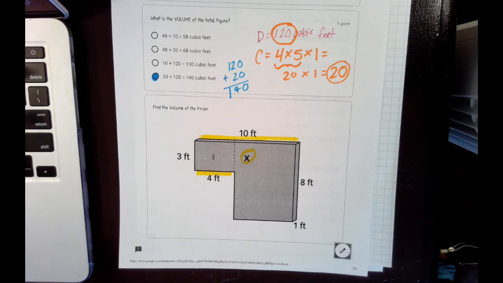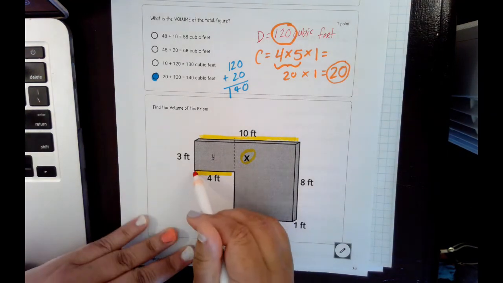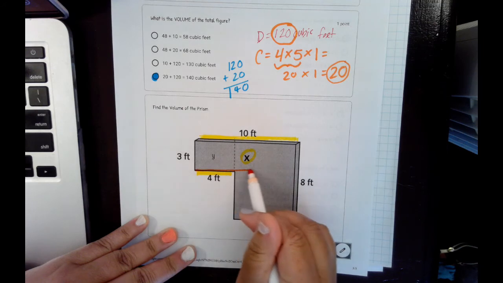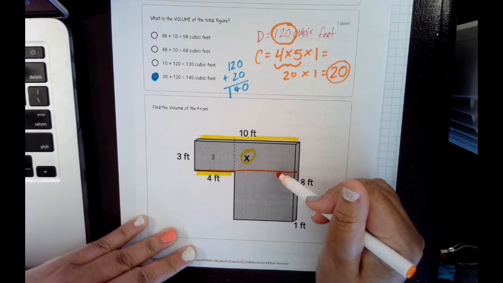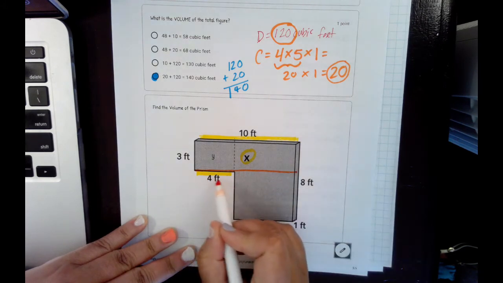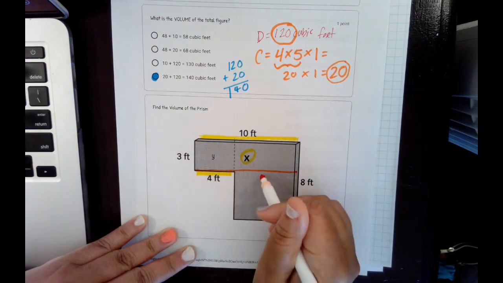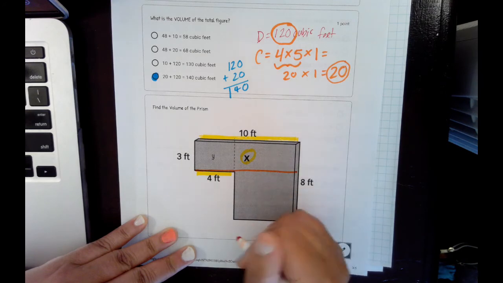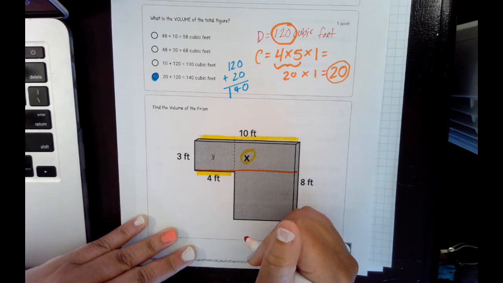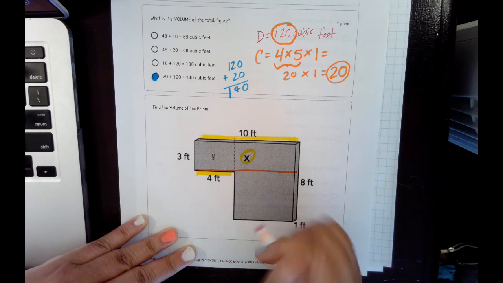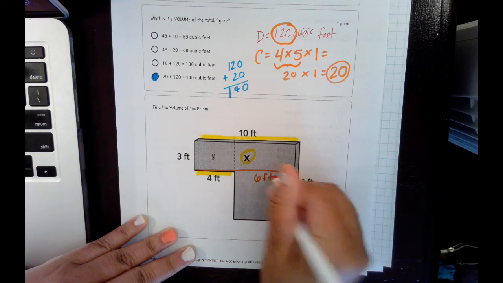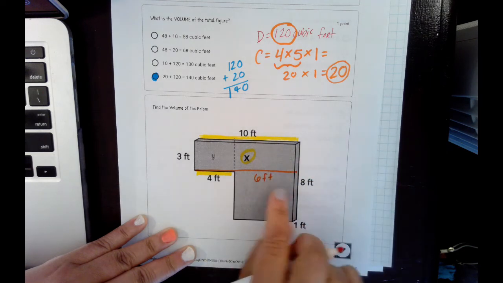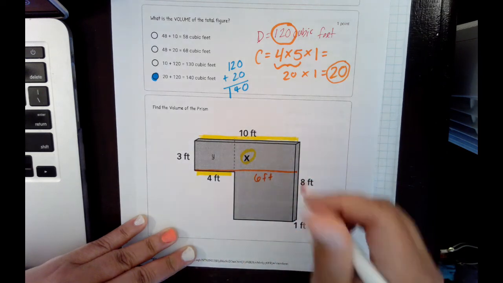4 plus what equals 10 feet? Because remember, this length right here will also have to be 10 feet. This is 10 feet, so this is 10 feet. So if this part is 4 feet, what is the length of this part? So let's think. 10 minus 4 is 6. 4 plus 6 more feet is 10. So the length of prism X is 6 feet.